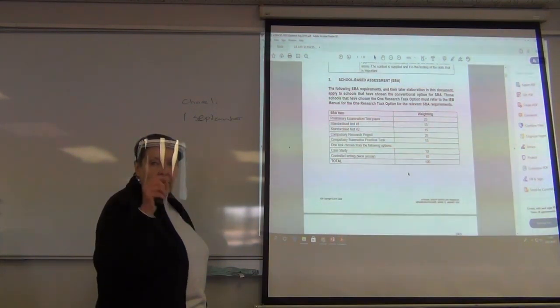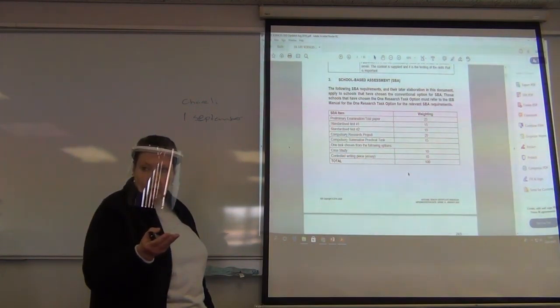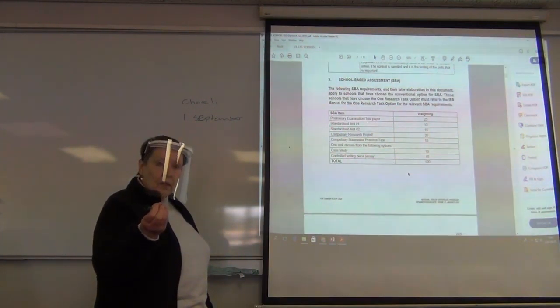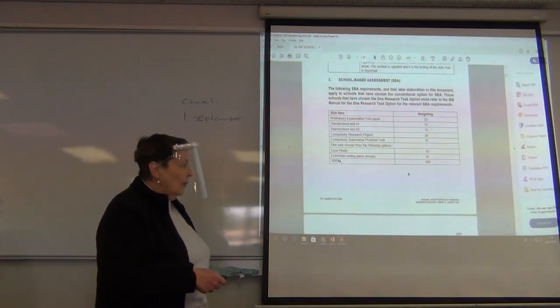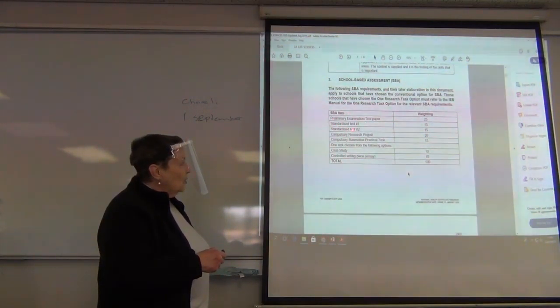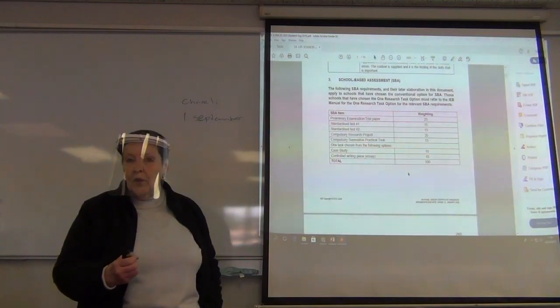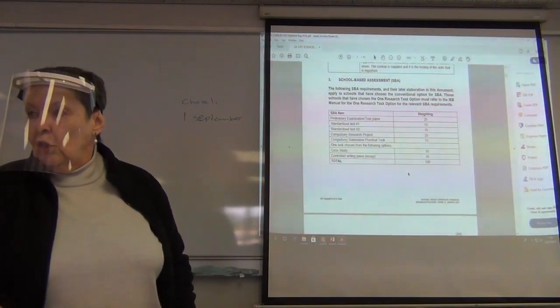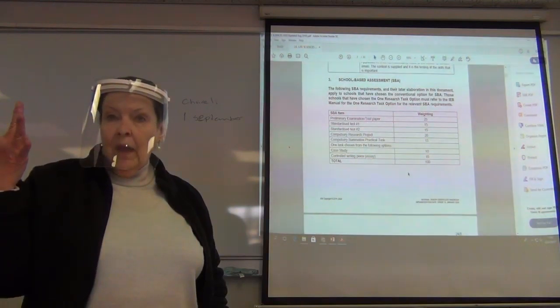And that portfolio mark gets sent to the IEB and gets moderated, and some of the portfolios get sent to the IEB. So a moderator will say, I need this person, this person, this person. We don't choose who goes for moderation. The moderator chooses those portfolios and they get checked. Okay. Let's talk about standardized tests, two of them.